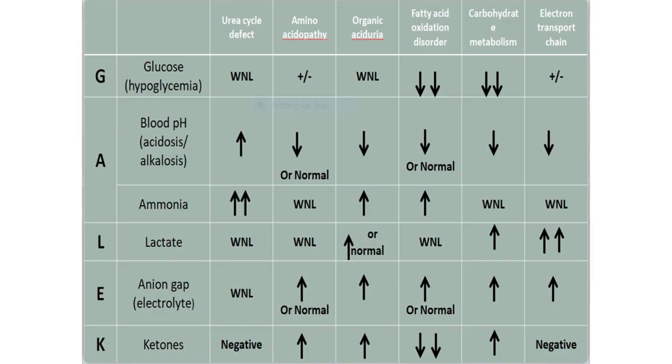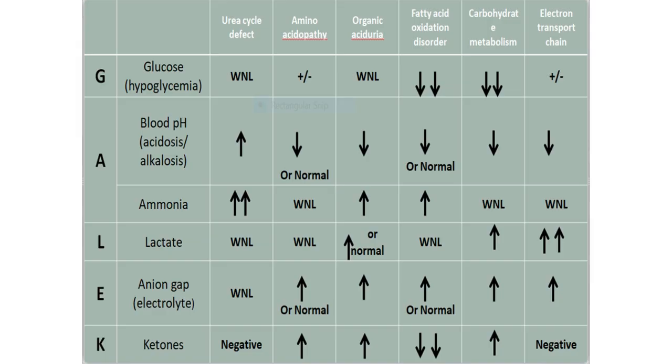So when you come to the urea cycle, the pH is increased, that is, it is alkalotic, and there is hyperammonemia. Usually urea cycle patients have a respiratory alkalosis due to hyperammonemia, while the rest of the things are usually within normal limits. When you see amino acidopathy, there may not be hypoglycemia, but there is acidosis, a metabolic acidosis. Ammonia will be normal, lactate will be normal, anion gap will be high, ketones will be high.